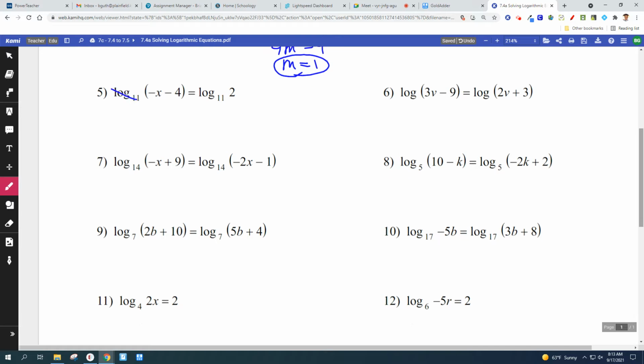Okay, the log 11s cancel each other out. Negative x minus 4 equals 2. We're going to add 4. So we have negative x equals 6. Divide by negative, or multiply by negative, either way. x equals negative 6. From what I've said, that might not seem like it's going to work, but if you plug in a negative 6 right here, negative 6 minus 4, that's 6 minus 4 is 2. It's still going to work.